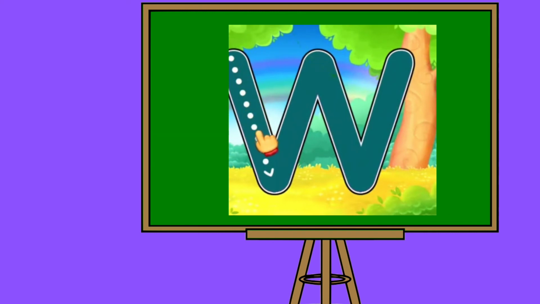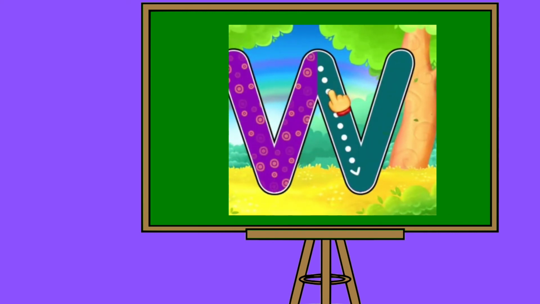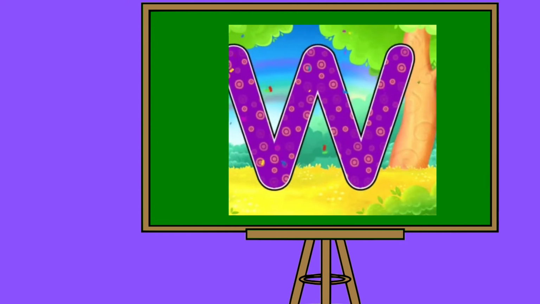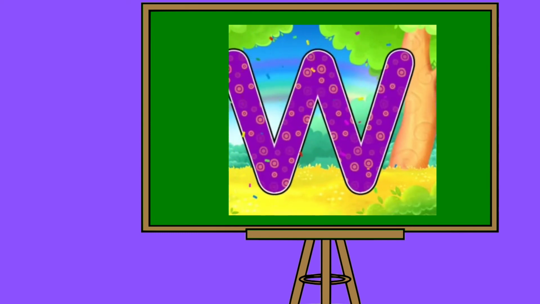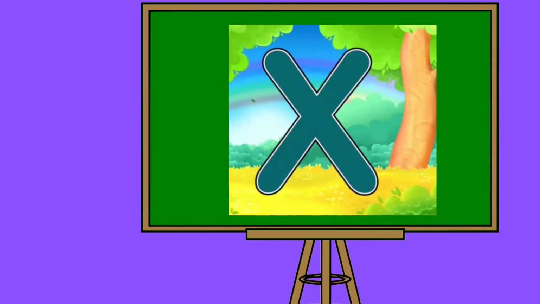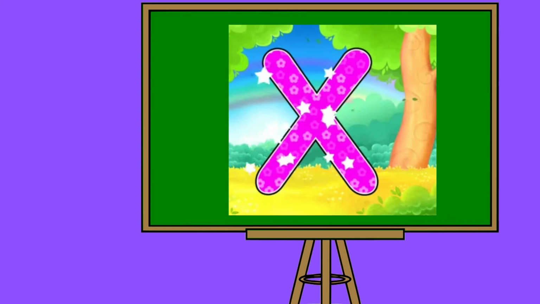W. One slanting line, 2 slanting lines, 3 slanting lines, 4 slanting lines. This is also letter W. Letter X, 1 slanting line, 2 slanting lines. This is a letter X.